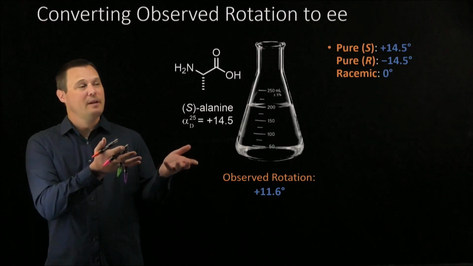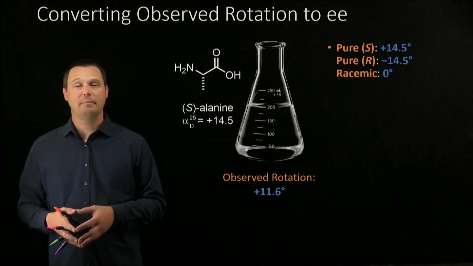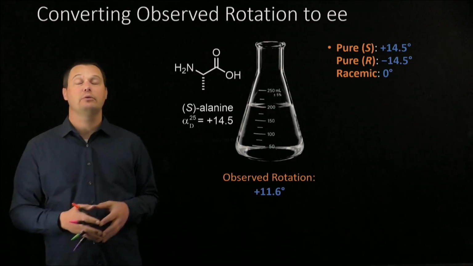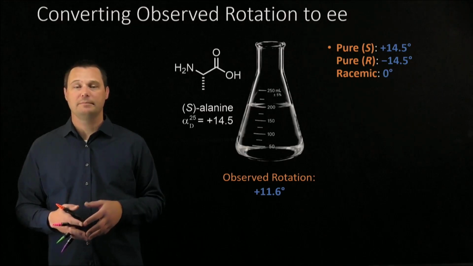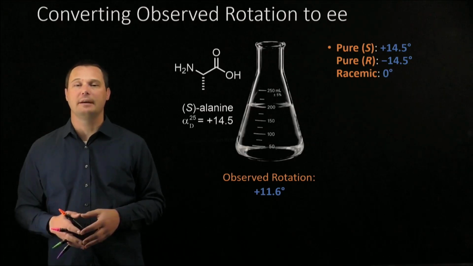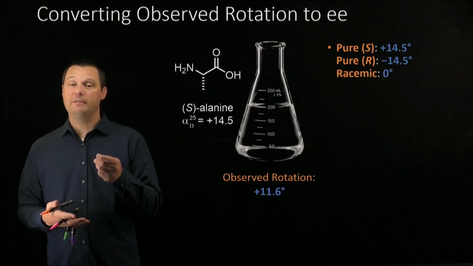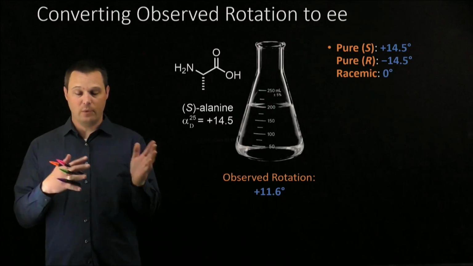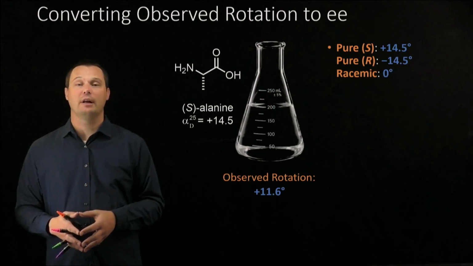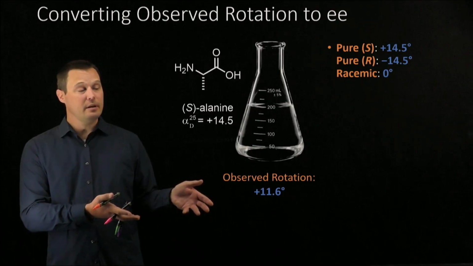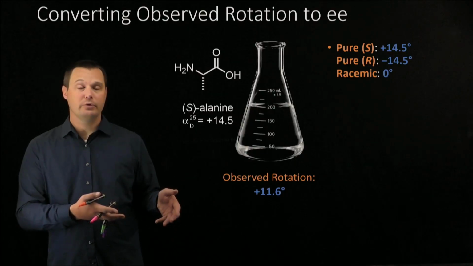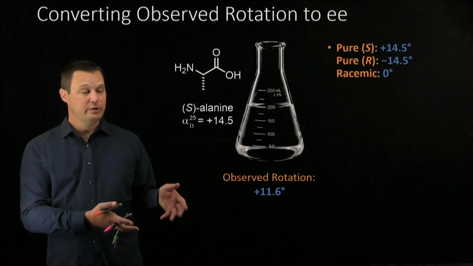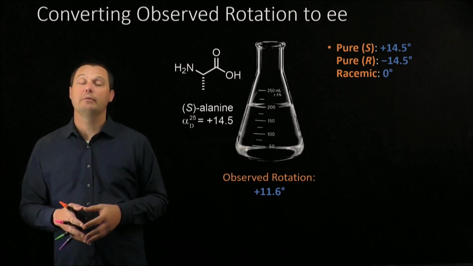Recall that if S-alanine has a specific rotation of positive 14.5 degrees, then the enantiomer R-alanine has a specific rotation of negative 14.5 degrees, equal in magnitude, opposite in sign. And a racemic mixture is a 50-50 mixture of enantiomers, which has an observed rotation of 0, because every clockwise rotation is canceled out by a counterclockwise rotation. If we got an intermediate observed rotation, the sign of the observed rotation told us which enantiomer was present in excess, and the magnitude of the rotation told us how far away we were from a 50-50 mixture.